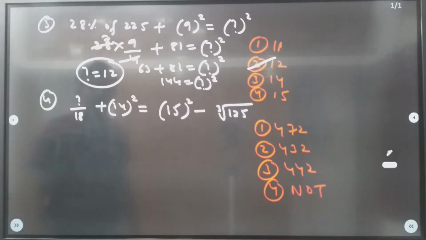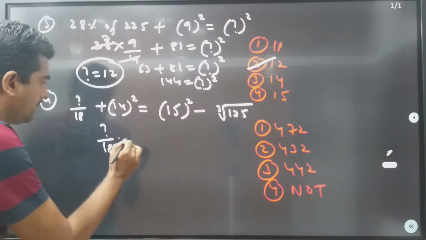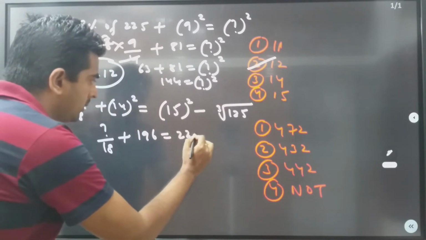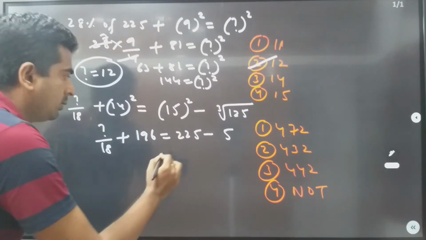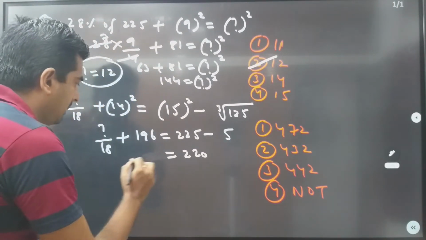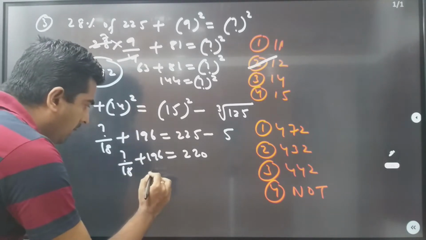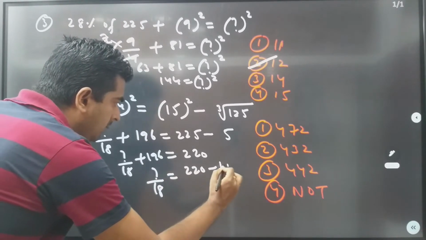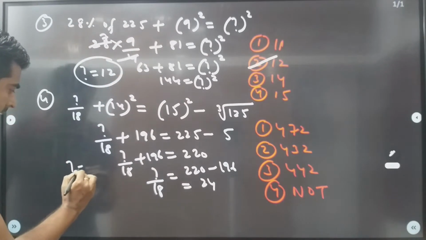Next one. Question mark by 18 plus 14 square is equal to 15 square minus cube root of 125. This is question mark divided by 18. What is 14 square? 196. 15 square is 225. Cube root of 125 is 5. So this is 220. So question mark by 18 plus 196 is equal to 220. What is question mark by 18? 220 minus 196, which is how much? 24.